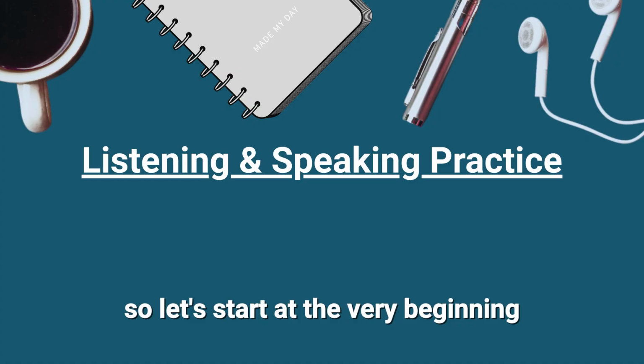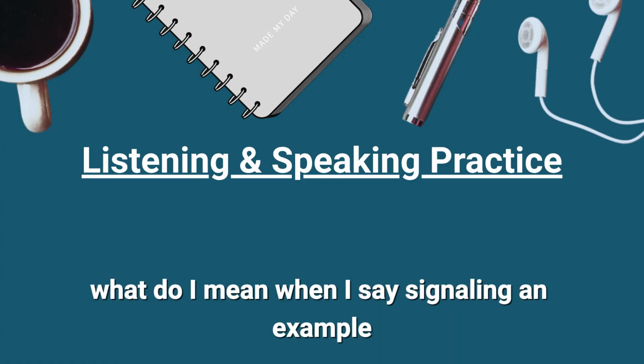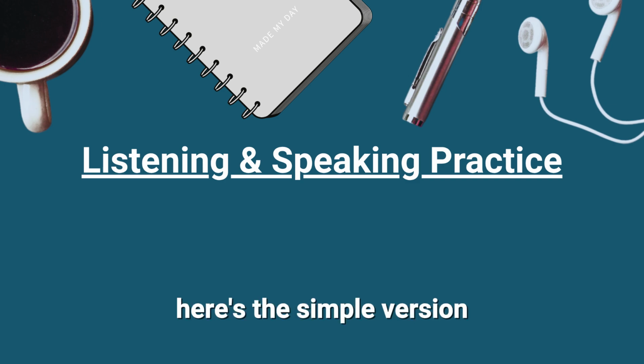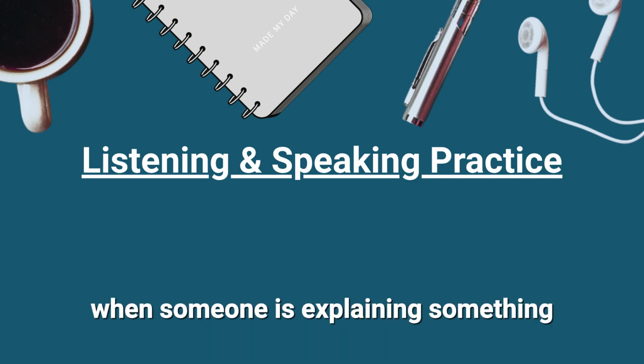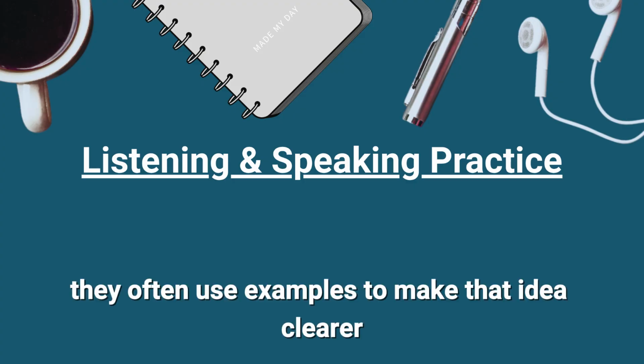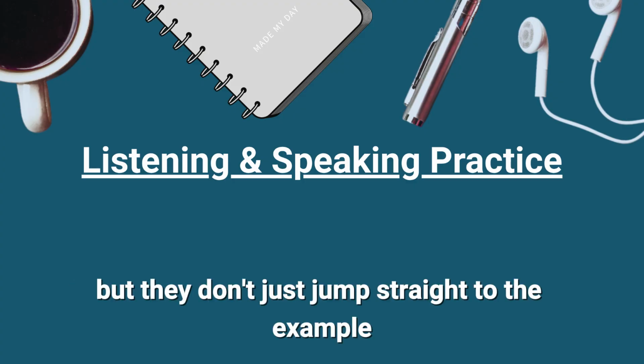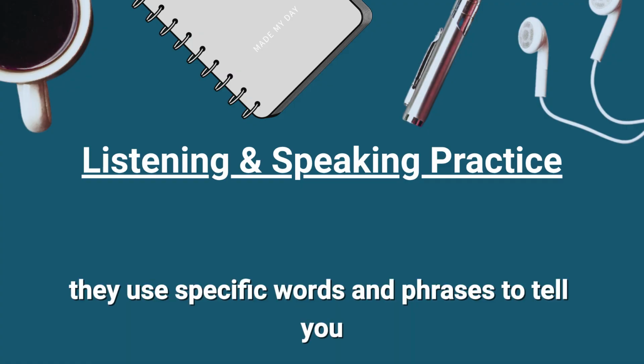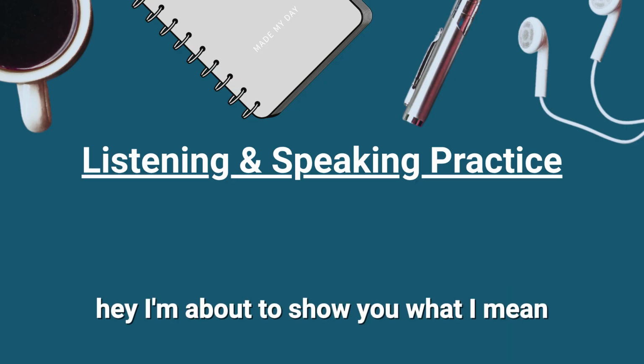So let's start at the very beginning. What do I mean when I say signaling an example? Here's the simple version. When someone is explaining something, a concept, an idea, a feeling, a situation, they often use examples to make that idea clearer. But they don't just jump straight to the example without warning. They use specific words and phrases to tell you, "Hey, I'm about to show you what I mean."